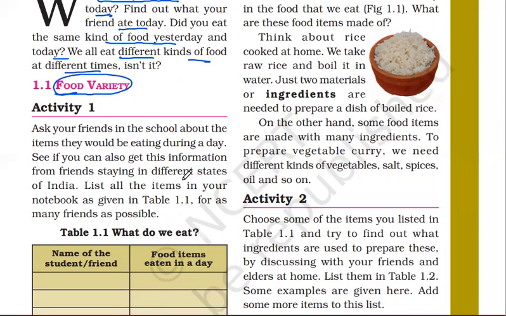आज जो हमने खाया जरूरी नहीं है वो कल खाया था, या जरूरी नहीं है वो कल खाएंगे, right? So we always take different varieties of food, right? And if you ask your friends also in the school about the items they would be eating during a day, वो कुछ अलग होगा, ठीक है? And it also depends upon the states.